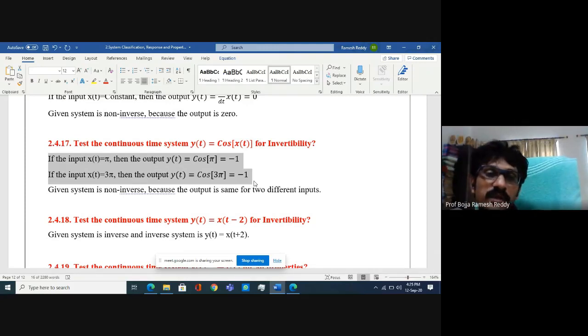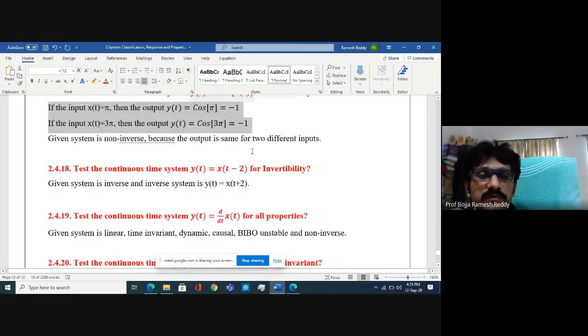Already told you in the beginning about inverse and non-inverse systems. Output cannot be 0 for inverse systems. That is the first thing. The second thing is the output cannot be constant for two different inputs. For two different inputs, the output cannot be constant. That's why this system is called a non-inverse system. Differentiation is a non-inverse system. Cos of x of t is also a non-inverse system.